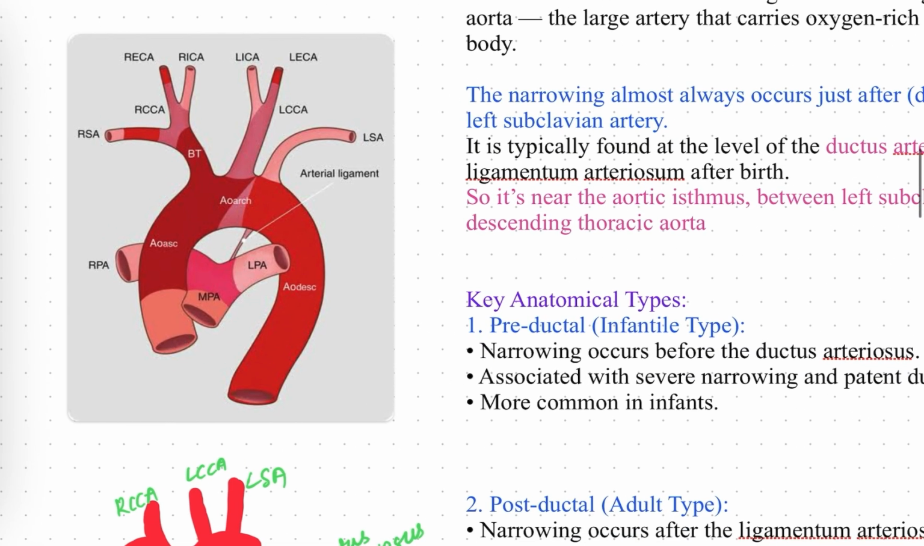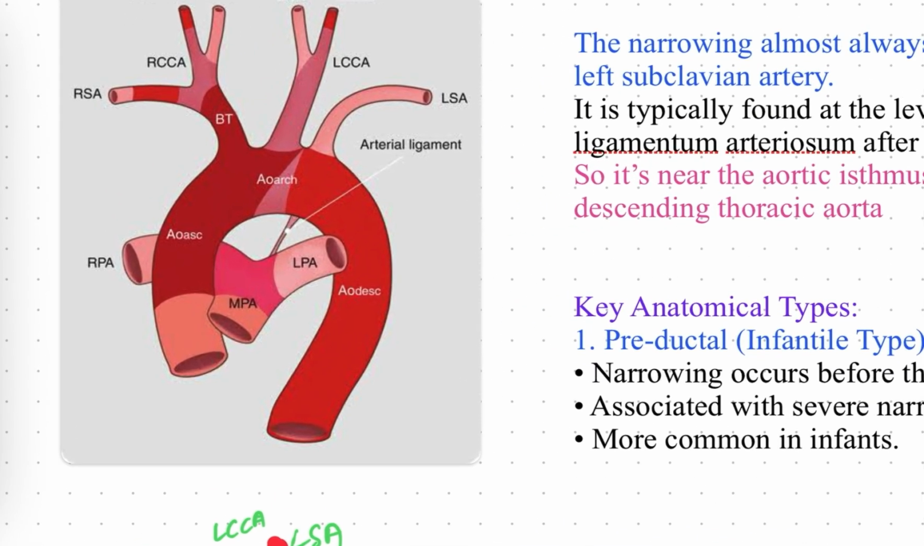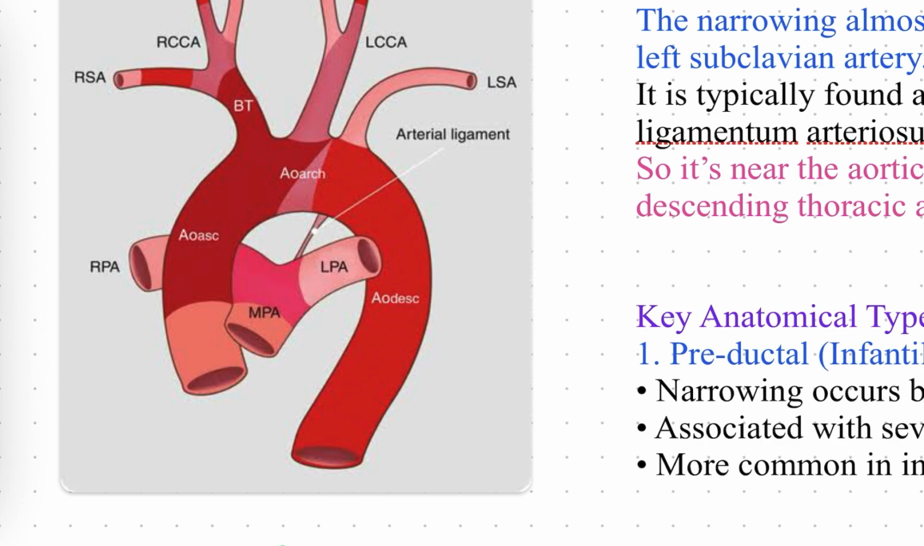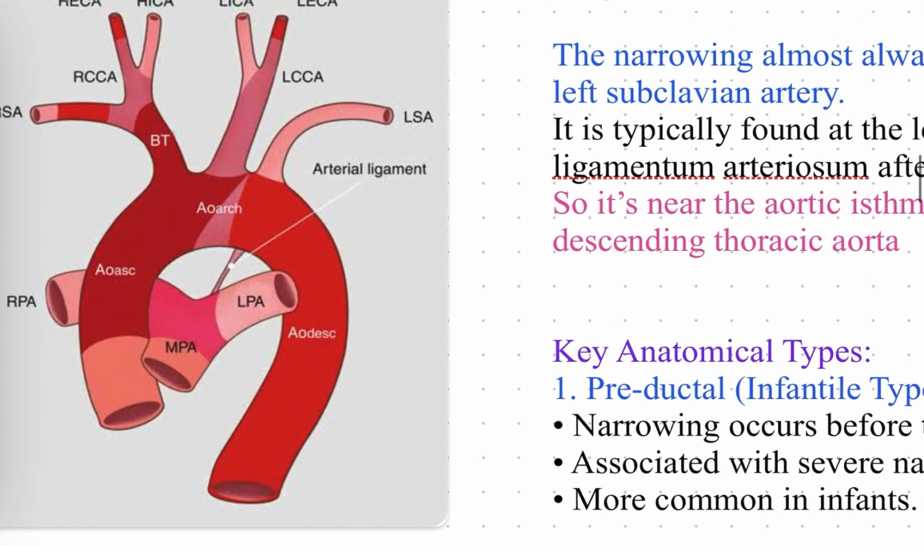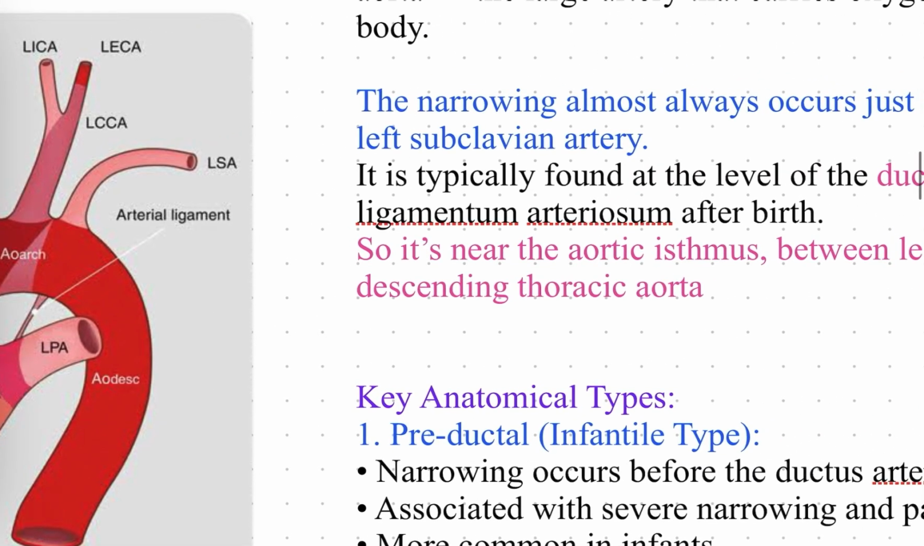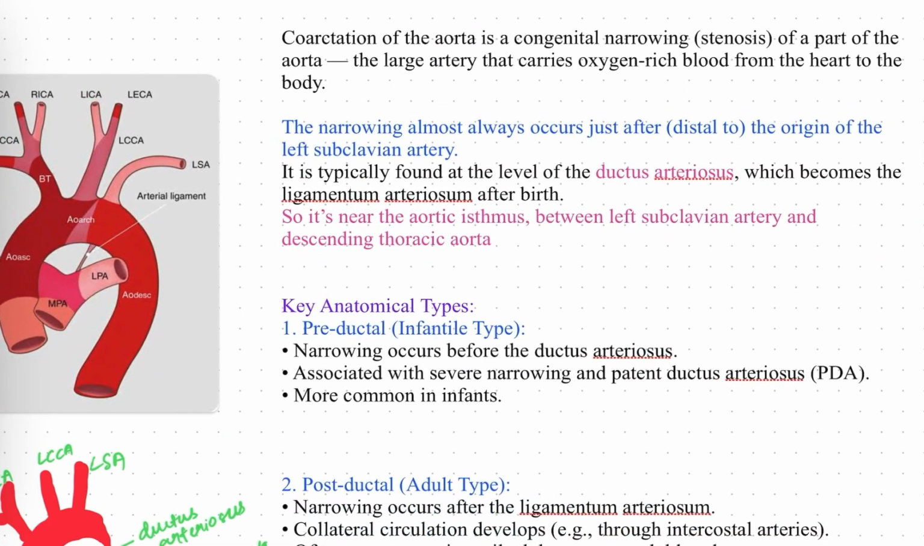There is a part called the aortic isthmus between the left subclavian artery and the descending aorta. This is the part where there is a narrowing. The narrowing occurs distal to the origin of the left subclavian, typically at the level of the ductus arteriosus.